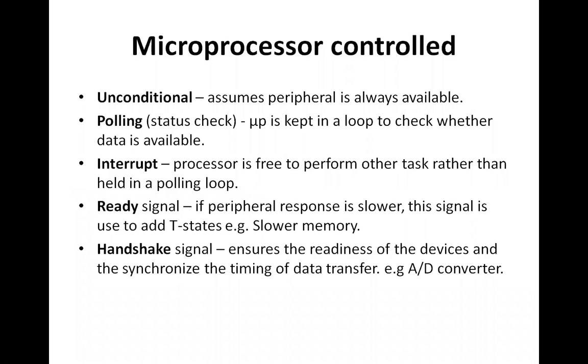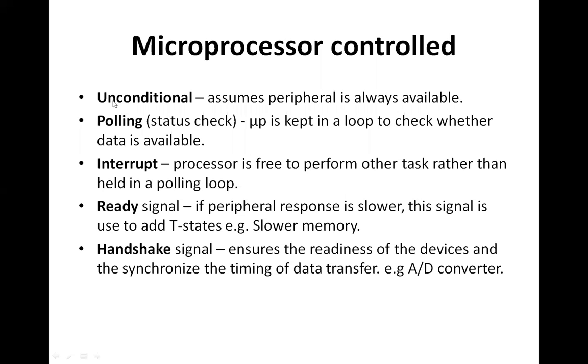Unconditional: in this form of data transfer, the microprocessor assumes that a peripheral is always available. For example, if you take an example of displaying data at an LED port, the microprocessor simply enables the port on which the LED device is connected, and then it transfers the data and goes on executing the next instruction.